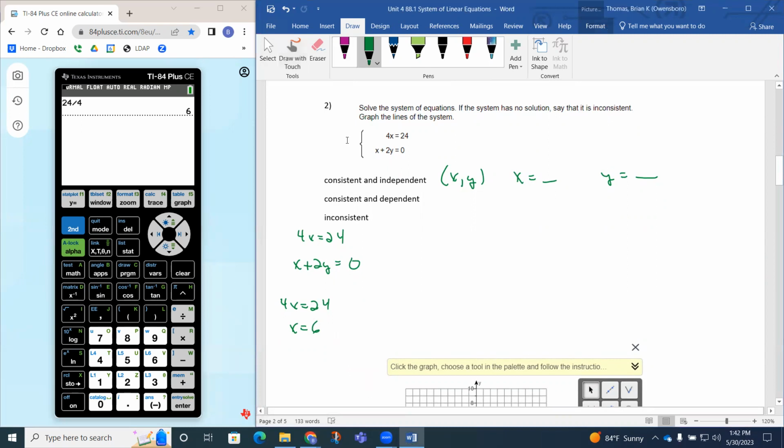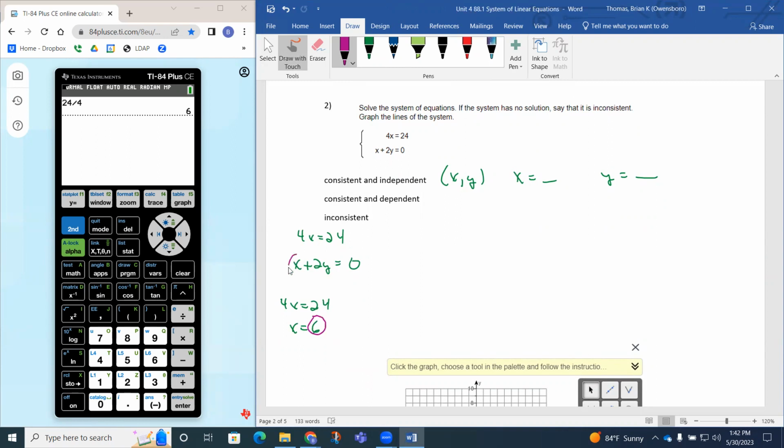Then all I've got to do is substitute this into the second equation. The 6 is going to go in for x in the other equation. So this now turns into 6 plus 2y is equal to 0. If I subtract 6 on both sides, 2y is equal to negative 6. Divide both sides by 2, and y would then equal negative 3. So notice how there is a solution here. x is equal to 6 and y is equal to negative 3. So that ordered pair would be (6, -3). So it's going to be a solution.